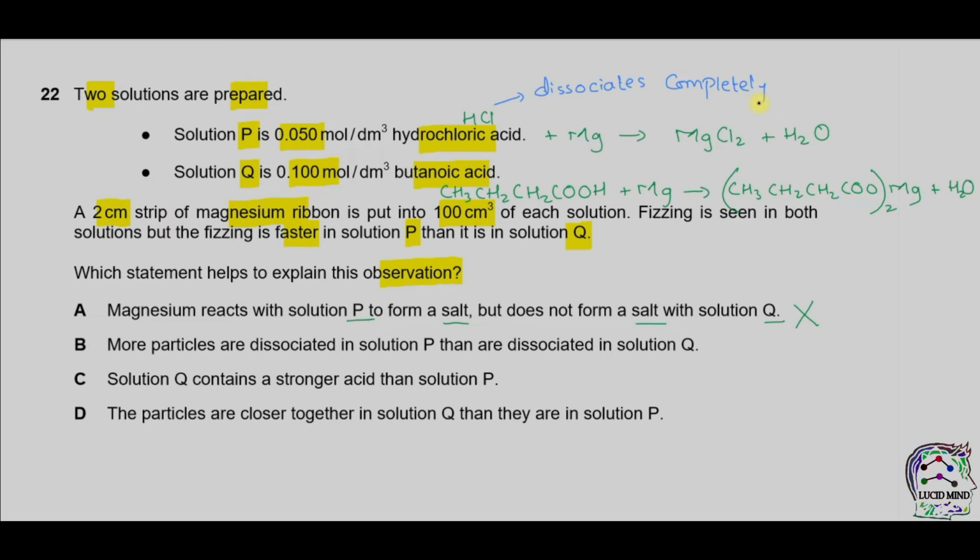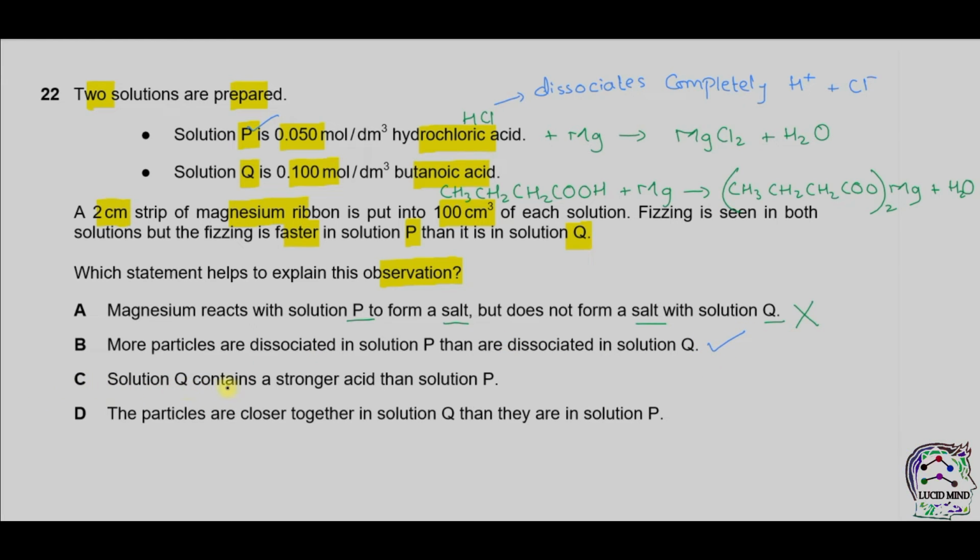It forms H positive ions and Cl negative ions. While butanoic acid is comparatively a weak acid, so therefore all molecules will not be dissociated. Some molecules will still be left behind in the form of butanoic acid. So more particles are dissociated in solution P. This one is correct as compared to Q.